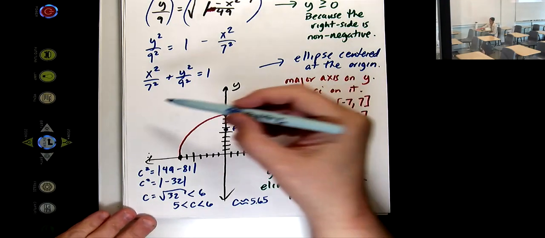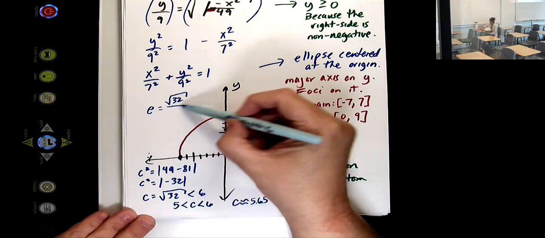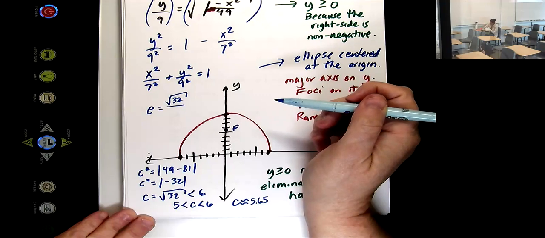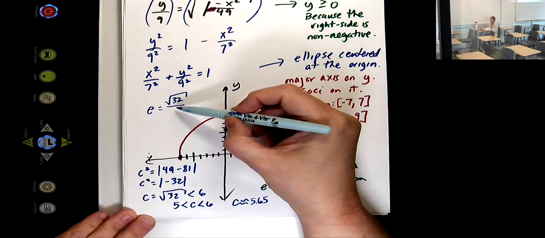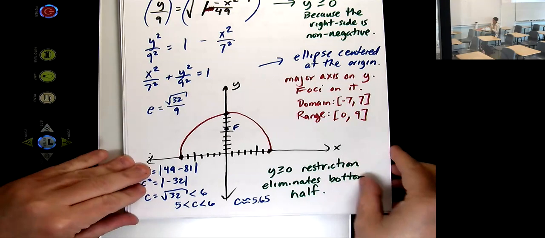And our eccentricity would be that c value, square root of 32, over half the length along the major axis, which is 9. That's the max of A or B. The maximum is 9, between 7 and 9. Which is probably around 0.65, probably also. All right, any questions on that one?